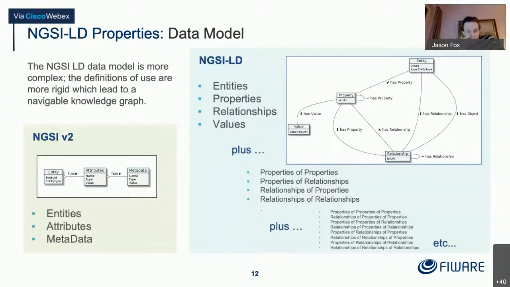So technically speaking, what you've got here is the old model had an entity with metadata in it, and it was always called metadata, whereas the new model has this properties of properties or relationships of properties. So it's a more navigable knowledge graph. The whole idea here is to make the whole thing more usable by machines.